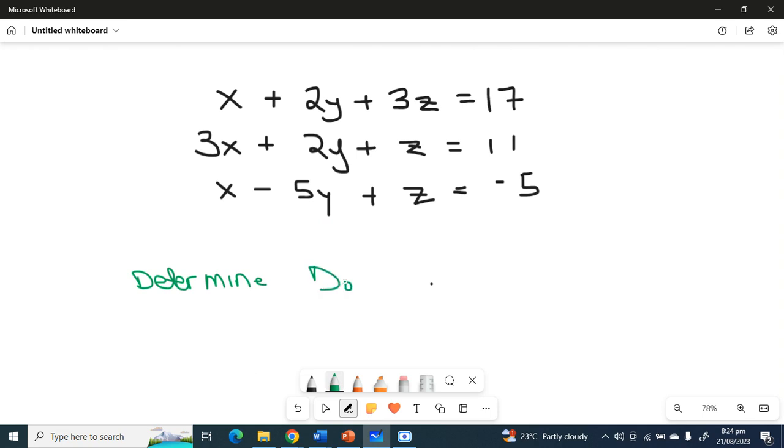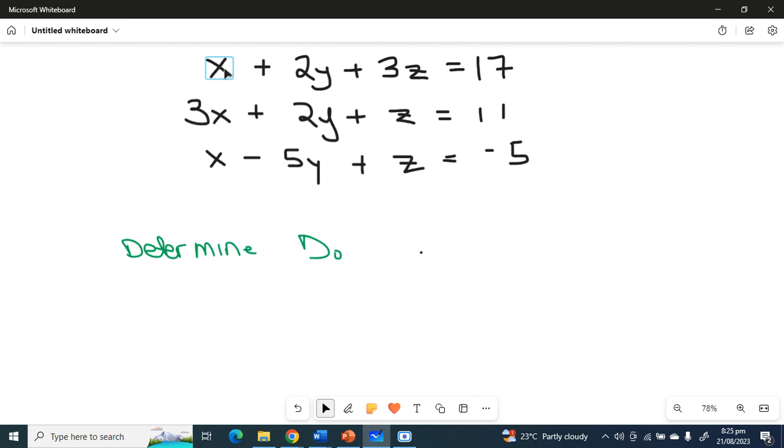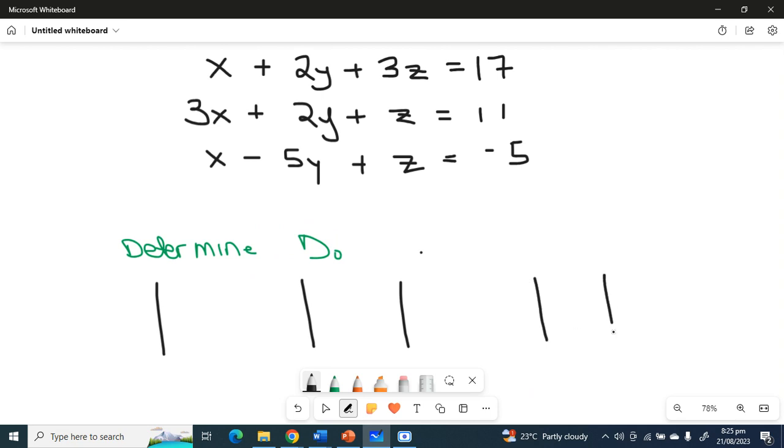Our overall determinant. So the first thing that we're going to do to determine our overall determinant is take these equations, x plus 2y plus 3z, 3x plus 2y plus z, x minus 5y plus z, and put them in a matrix format. This is how we put it in a matrix format. We'll call this matrix the coefficients matrix because it contains the coefficients of x, y, and z.